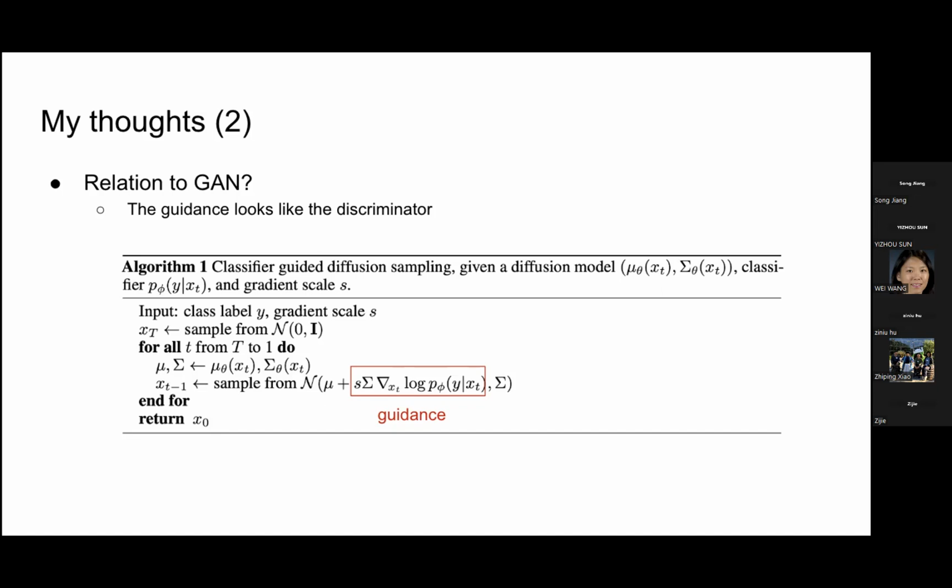If you look at algorithm one, it says given a diffusion model and given a classifier, and given a scale, how you can generate the image. Because this algorithm one is the sampling stage, it's not about the training. So from just reading algorithm one, you can't tell how you can train the diffusion model and the classifier, and whether they could be pre-trained.